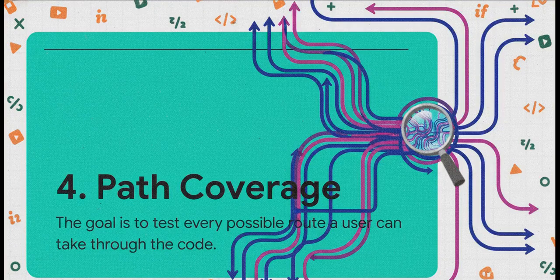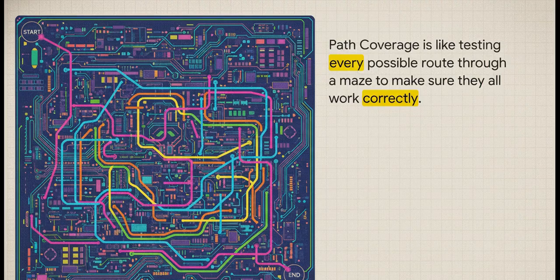And finally, we have arrived at the heavyweight champion of them all, path coverage. This is, by far, the most thorough and complex technique. The goal here is to identify and test every single possible route that the program could take from start to finish. Think of your application's code like a maze.